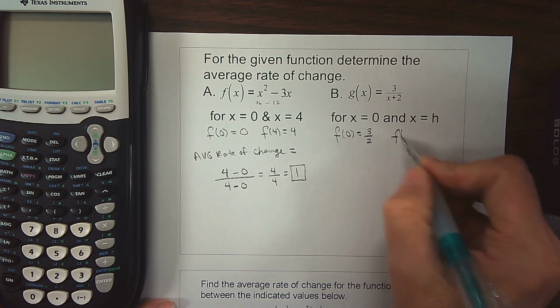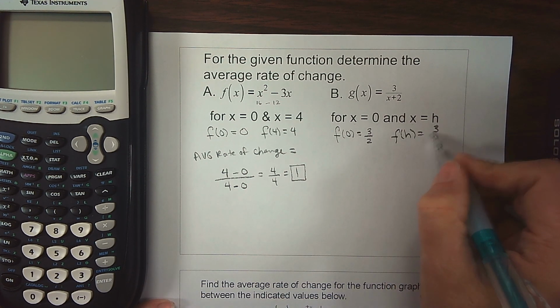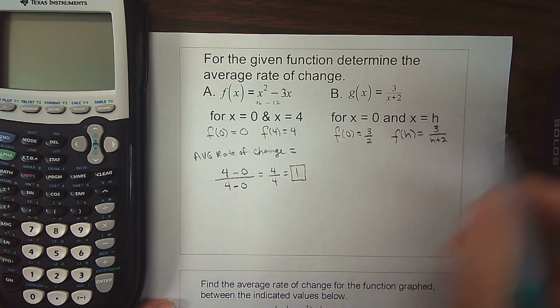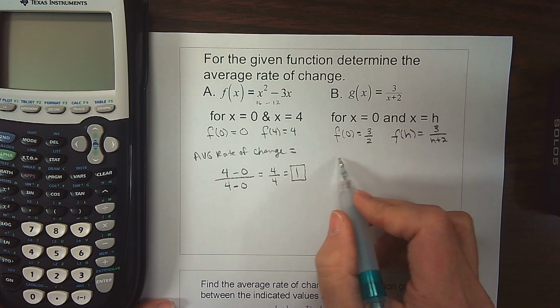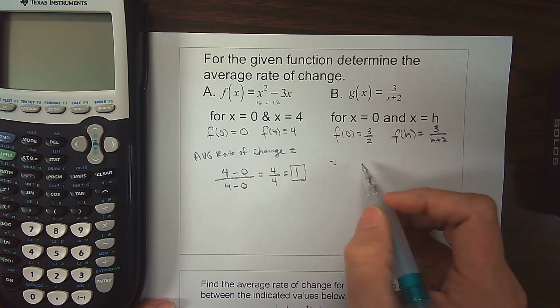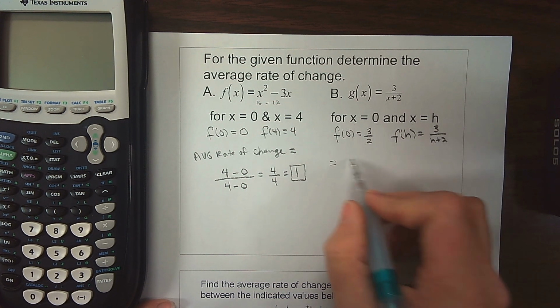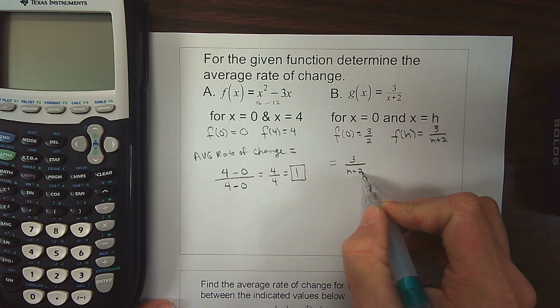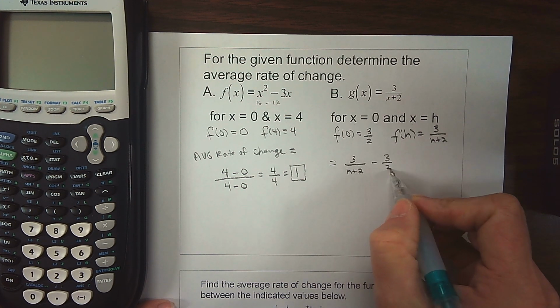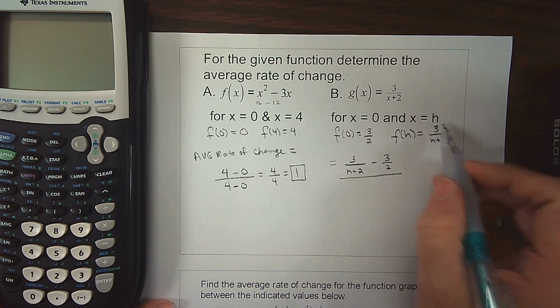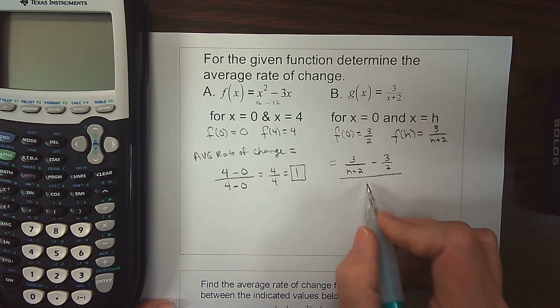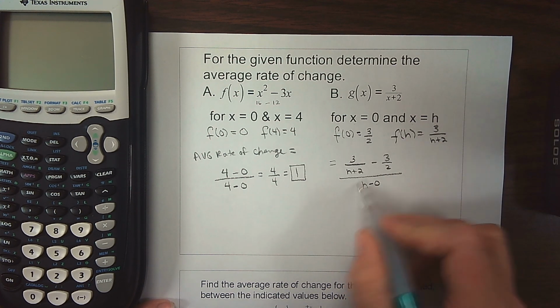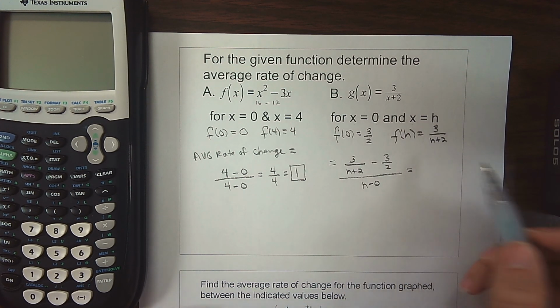And for f of h, I would get 3 over h plus 2. Once again, for this average rate of change, that's going to equal the change in these y values, the outputs, so 3 over h plus 2 minus 3/2, over the change in the x values, that's h minus 0. So the denominator here is just h.